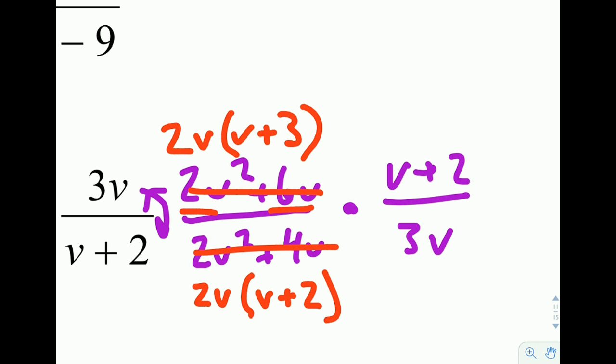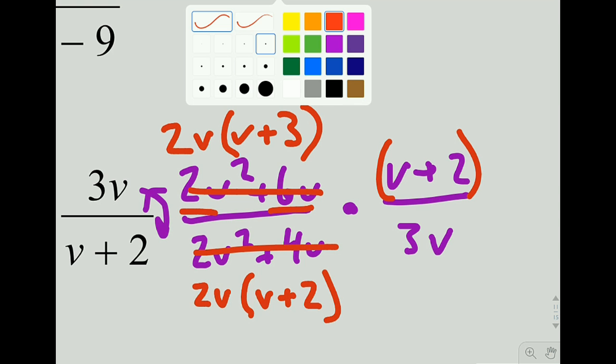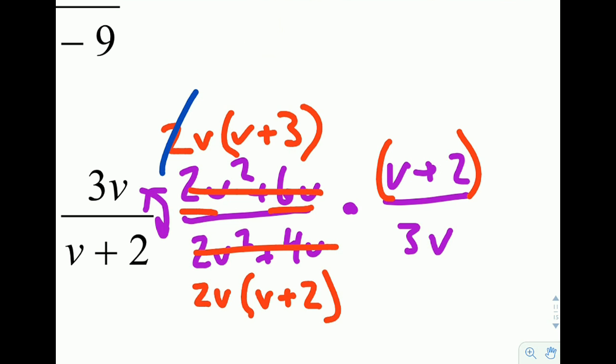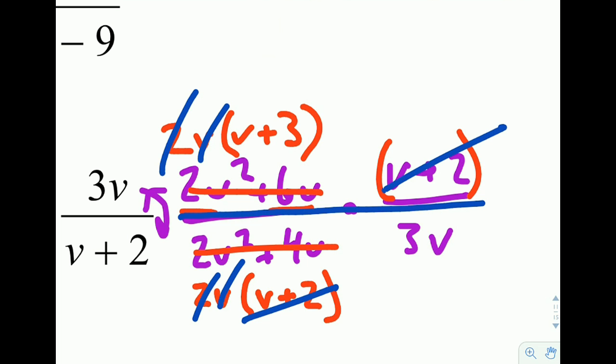Moving over here, there is nothing we can do to reduce that. I'm just going to throw parentheses around so things don't get lost. And then a 3v here. So we have a 2 on top and a 2 on bottom that can cancel each other out. We have a v on top, a v on bottom that can cancel each other out. We have a v plus 2 group that can cancel with this v plus 2 group, because remember, when you have it fully factored, it turns into one giant fraction that you can cancel anything top to bottom, even if it's diagonal. And the only thing I see left right now is a v plus 3 up on top and a 3v on the bottom.